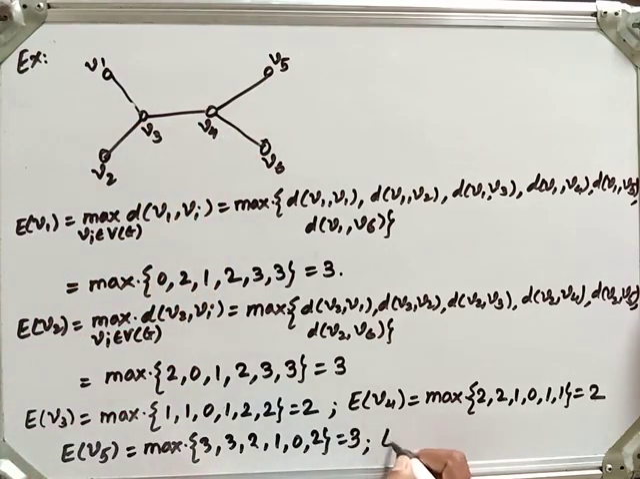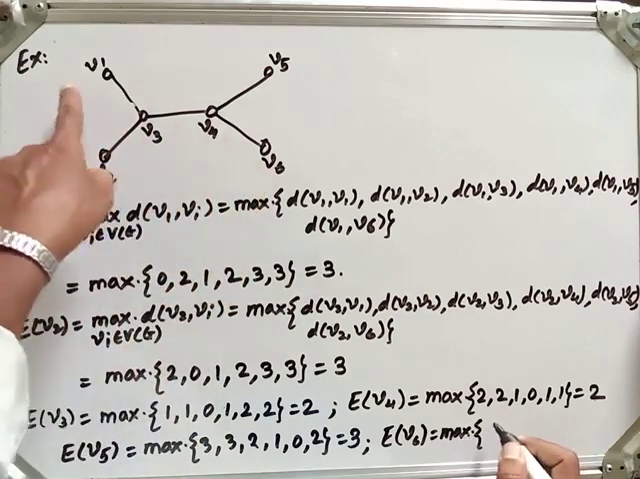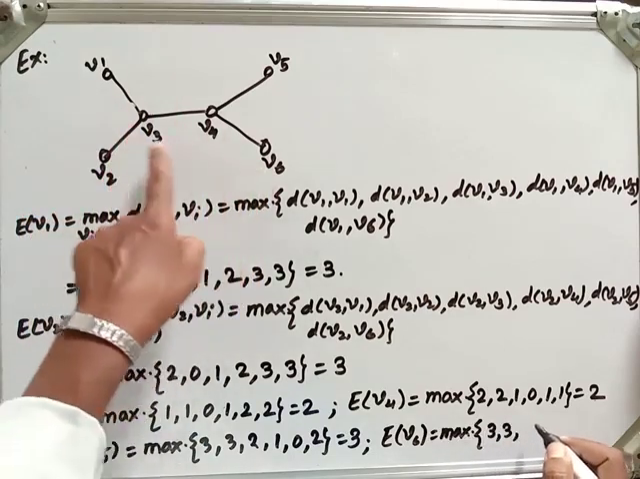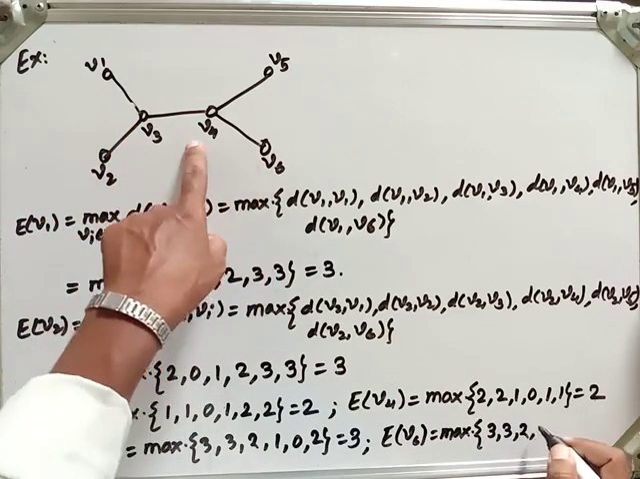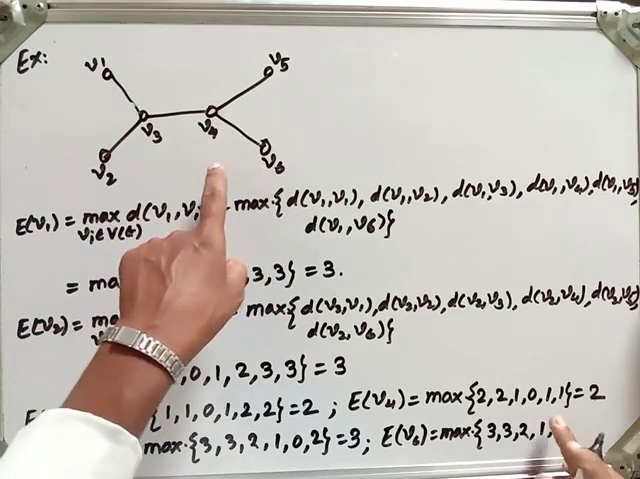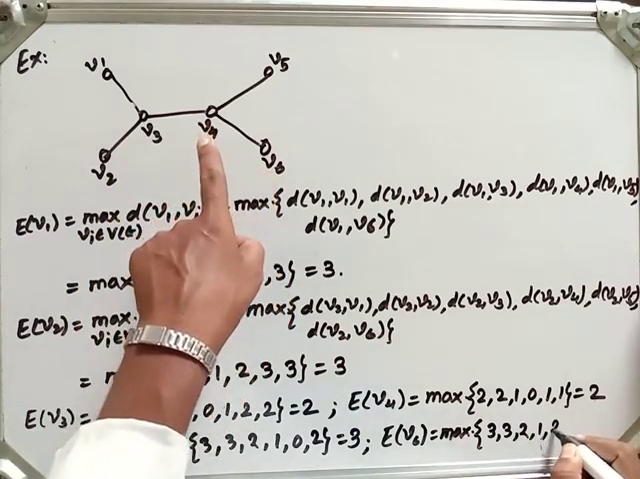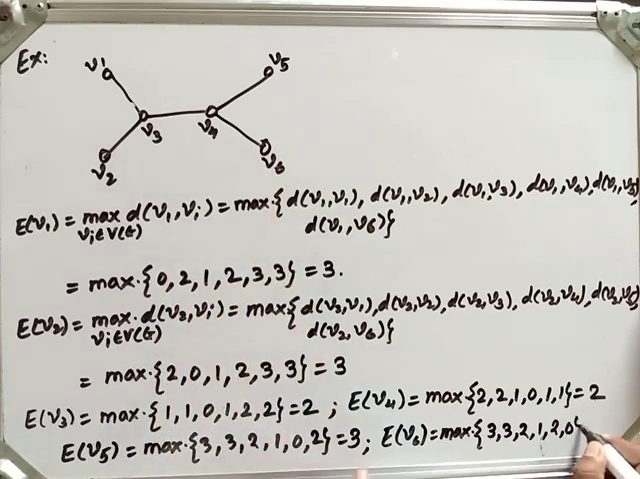3. Again, eccentricity of V6 is the maximum of distances from V6. V6 to V1 is 3. V6 to V2, 3. V6 to V3, 2, right? V6 to V4, 1. V6 to V5, 2. And V6 to V6 itself, 0. So what is the maximum here again? 3, right? So these are the eccentricities of all the vertices in this graph G.